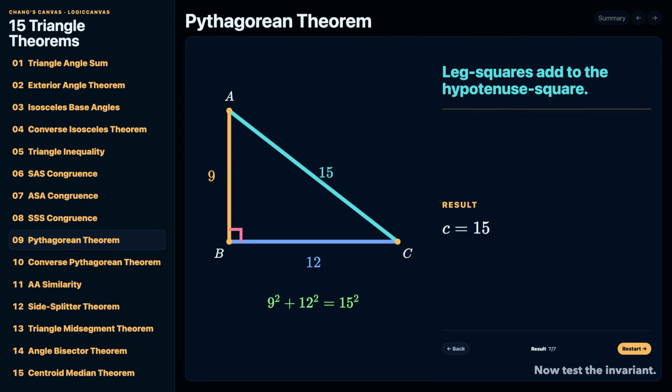Adding them gives the Pythagorean equation. In every right triangle, a squared plus b squared equals c squared.